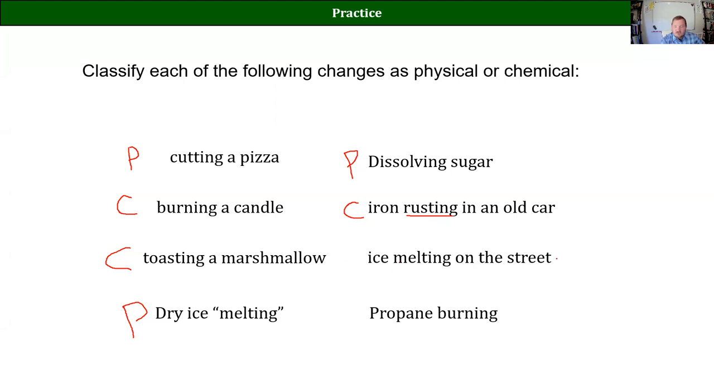Ice melting in the street. Physical, chemical. Physical. So ice melting, again, melting is another one of our key words. And you think about if the ice in the street melts and then it gets cold again overnight, it turns back to being ice, right? So it's definitely a reversible process.